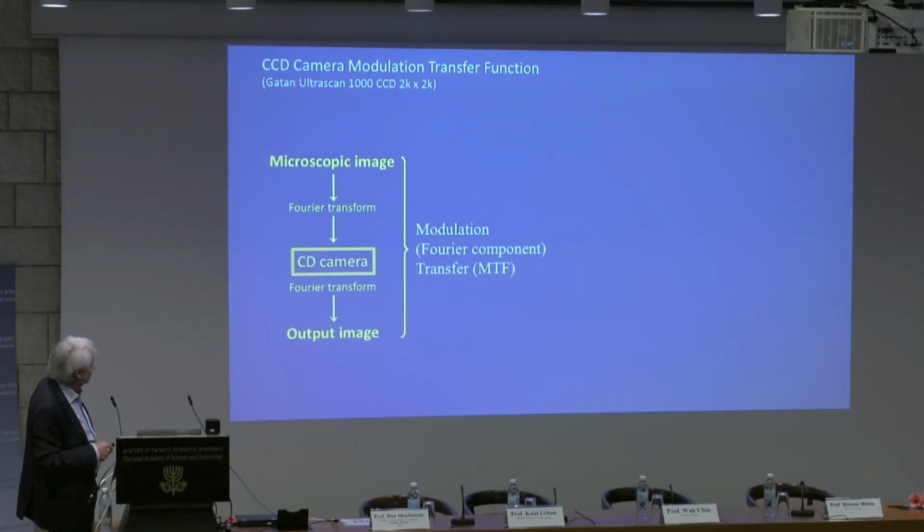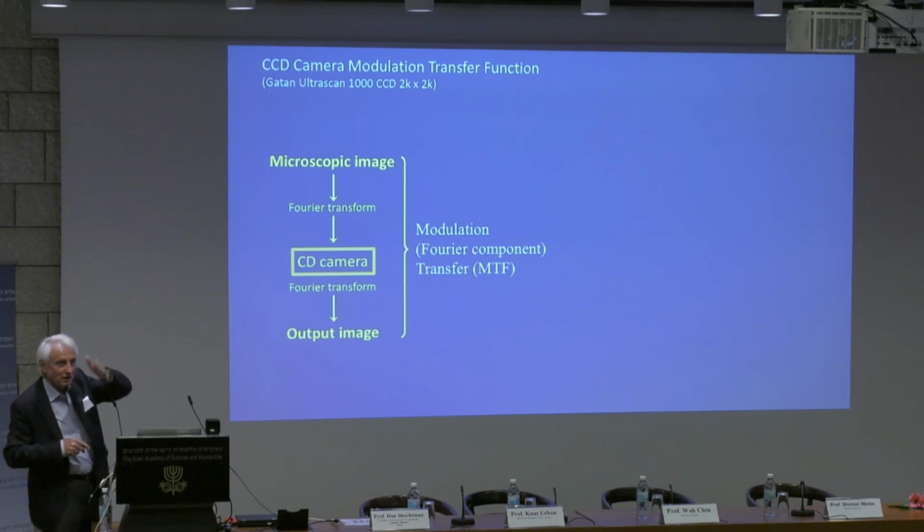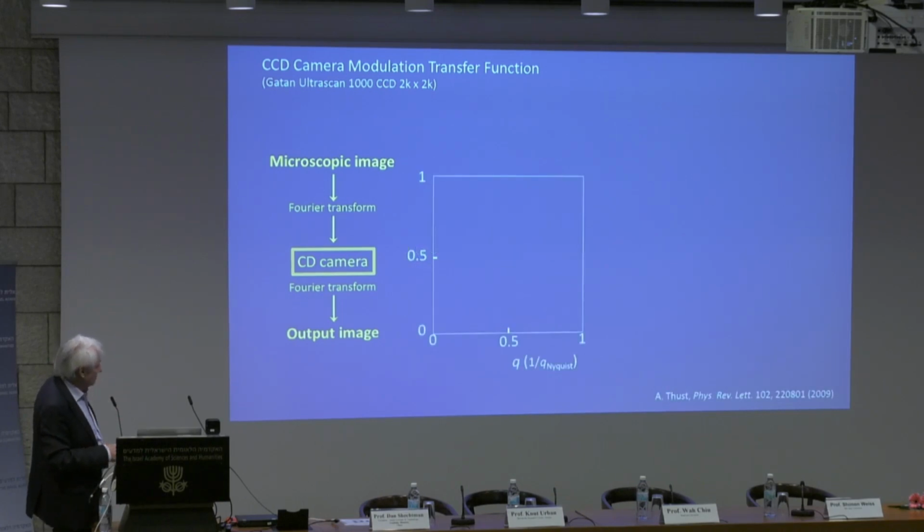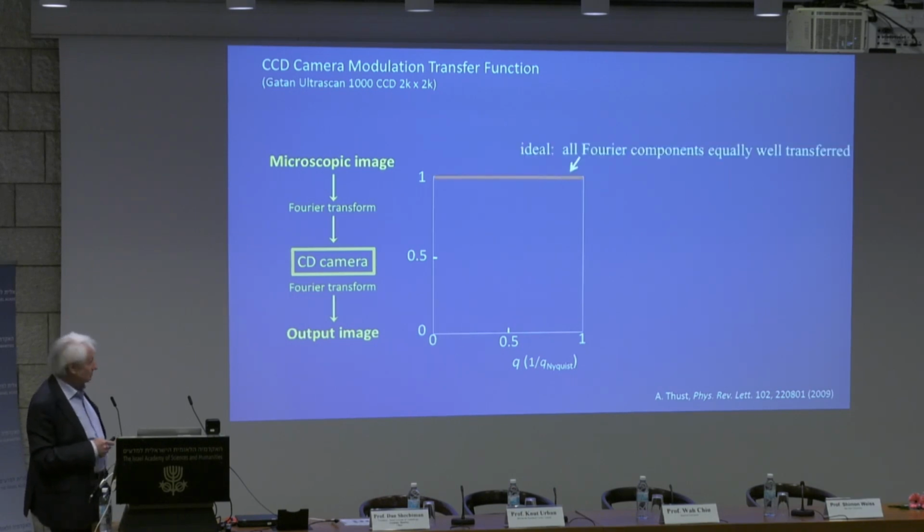So what is the modulation transfer function? You just take your microscopic image, then you Fourier transform it, and send all individual Fourier components to your camera. Then you look what comes out, Fourier transform back, and synthesize the output image. And of course, you hope that this image and this image is the same. And it's not. So if this is the wave vector of the Fourier components, fine details are here, crude details are here. So ideally, it should look like this. All Fourier components equally well transferred. The reality is like this.